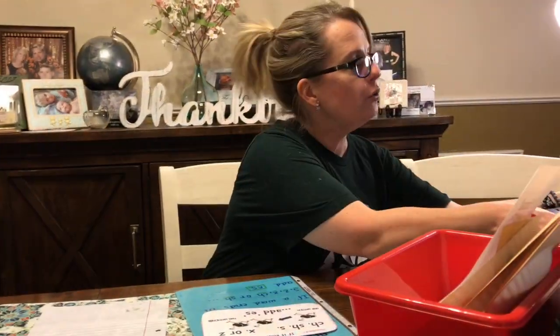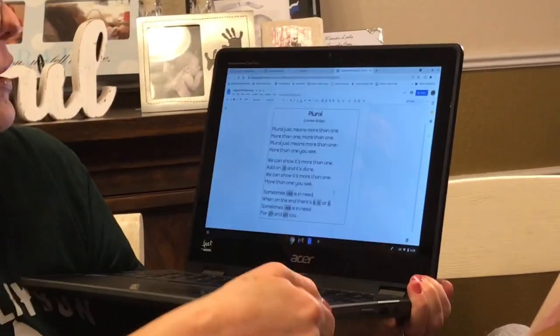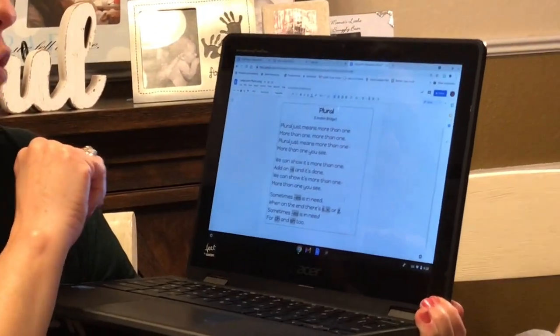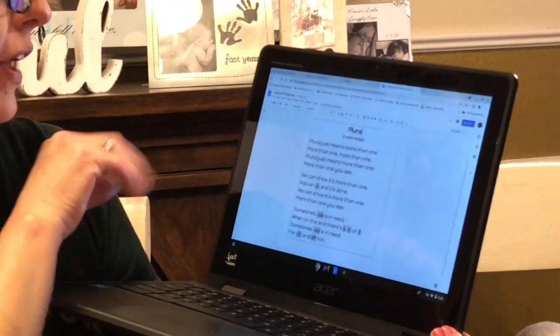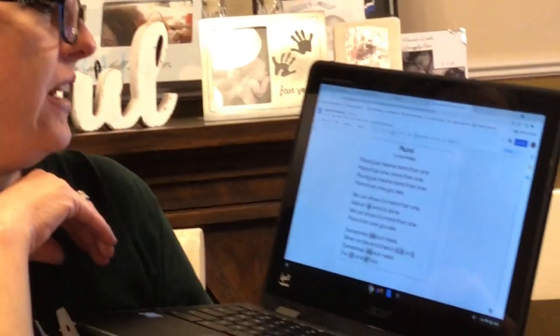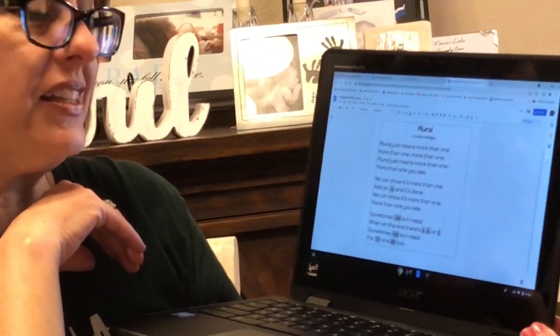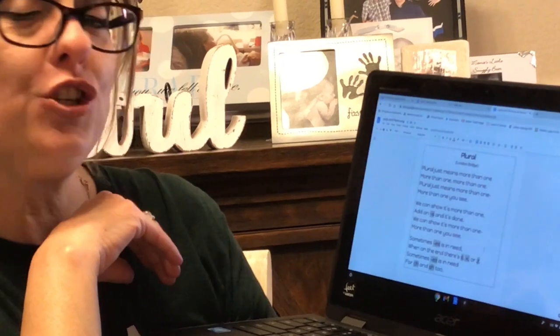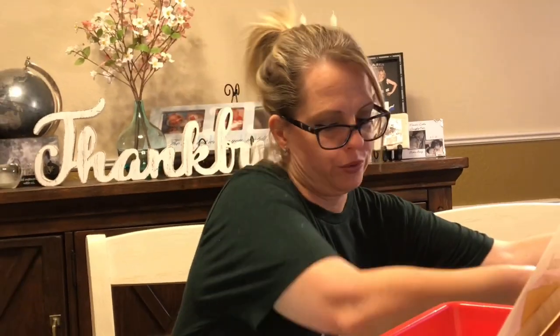Okay, so also you can think about our poem. I have it here on my computer, our plural poem. Remember it says, we can show it's more than one, add an S, and it's done. We can show it's more than one you see. Sometimes ES is in need when on the end there's S, X, or Z. Sometimes ES is in need for CH and SH too. So you can always think of our poem, which is in your poem journal, and I have it on paper on the whiteboard. Okay, so that can help you remember the rules.